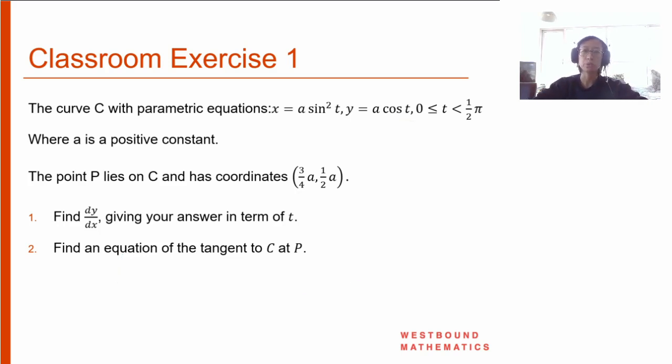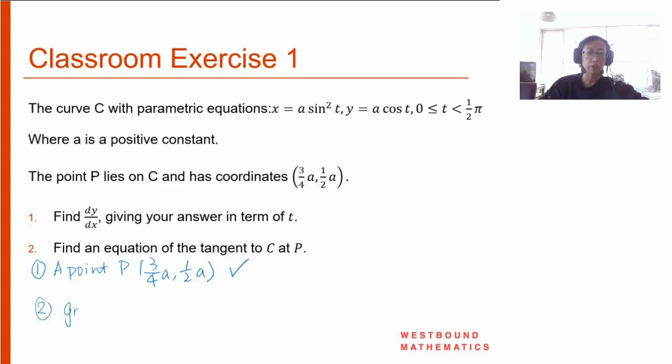Let's take a look at part 2 of the question, which asks us to find an equation of the tangent to C at P. We know that there are two things we need in order to find the equation of any line. The first one is the coordinates of a point on that line. In this case, that is given to us. We're working with point P, and the coordinates of point P are given to us, which is (3/4 a, 1/2 a). So we already have the first condition needed. How about the second condition?